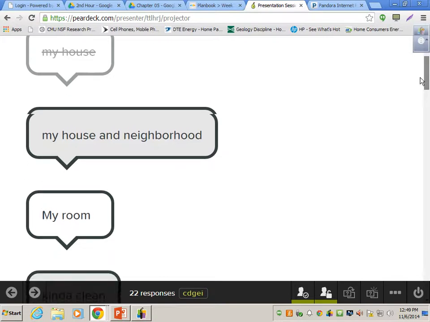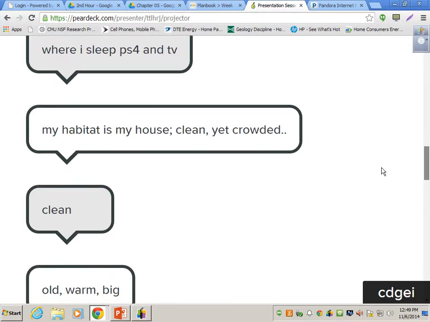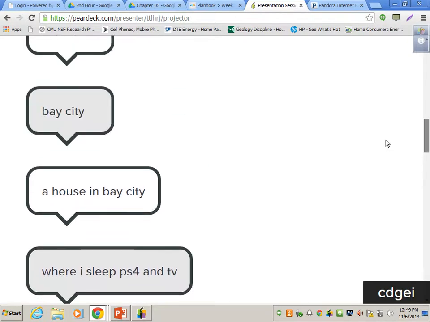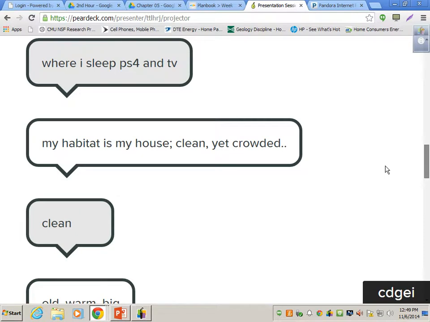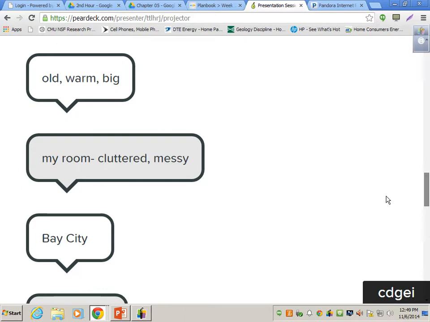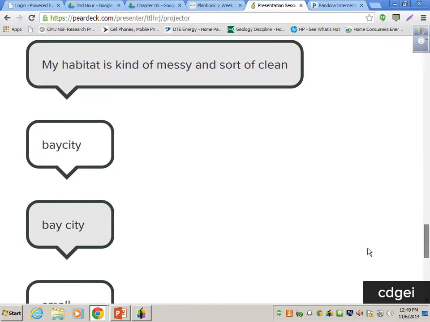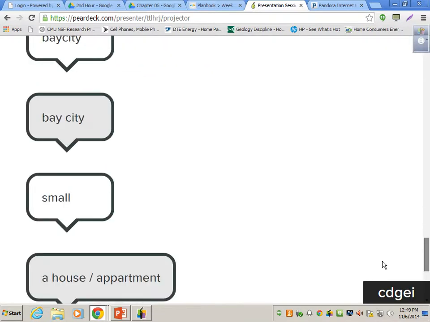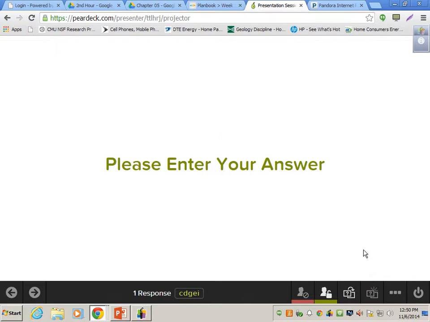My room, your house, in your neighborhood, that's a good one. House, home, Bay City, okay, where I sleep. Bay City might be a little too big, but I get it. I always think of it as like a bird's nest, or the tree it lives in is its habitat, and then its niche would be like something else. Old, warm, big, clean, cluttered, messy, unpredictable weather. My habitat is kind of messy, sort of clean, depending on which corner of the room you're in. Okay, ORVs and other toys, yay. Home in the woods. So then if I asked you, what is your niche, what would you tell me?